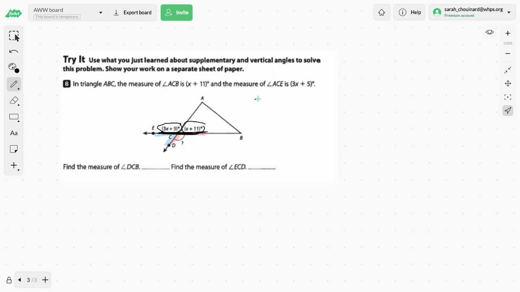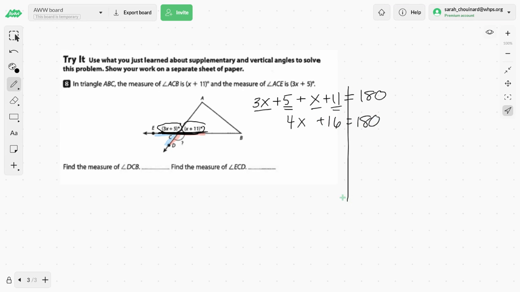So let's write an equation, 3x plus 5 plus x plus 11. Since they're supplementary, add to 180. Let's combine our like terms. So 3x plus 1x is 4x. 5 plus 11 is 16. Let's now subtract 16 from both sides. That gives us 4x equals 164. Divide both sides by 4. 164 divided by 4 is 41.